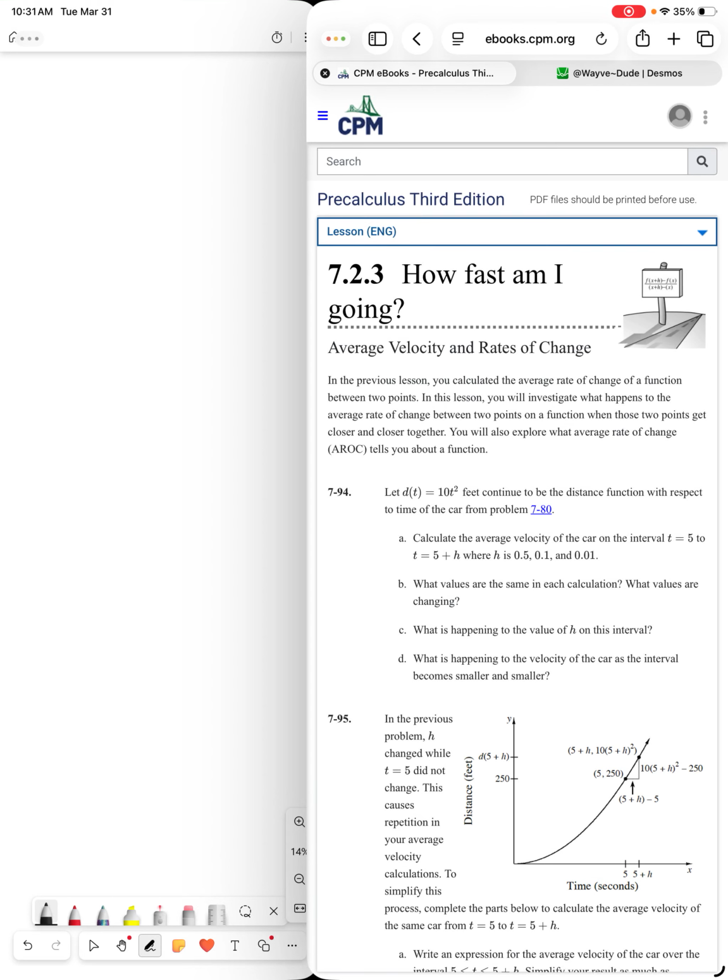All right, 723, how fast am I going? In a previous lesson, we calculated the average rate of change between 2 points. Today, we're going to investigate what happens when those 2 points get closer together.